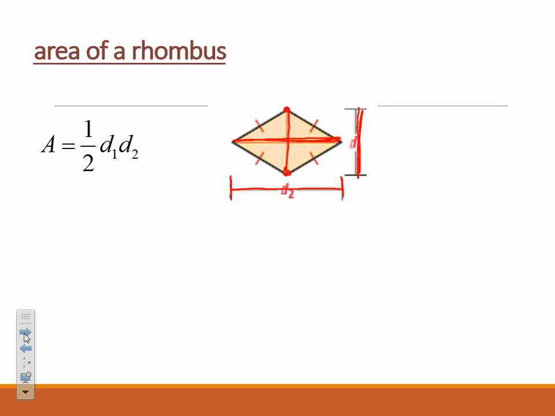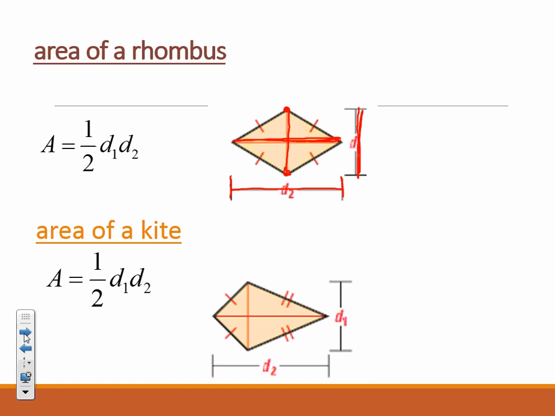So in a rhombus, we're going to use the diagonals. Those diagonals are important. And the area of a kite can also be calculated using that same formula: 1/2 diagonal 1 times diagonal 2. Once you get those drawn and filled in on your formula sheet, we're going to take a look at a couple in your notes.